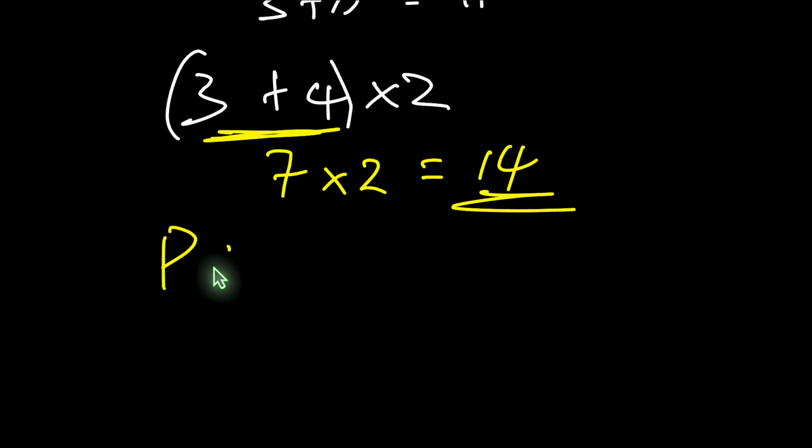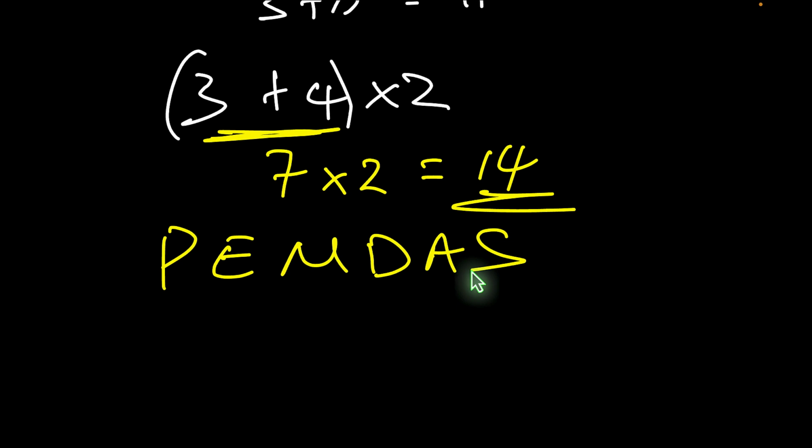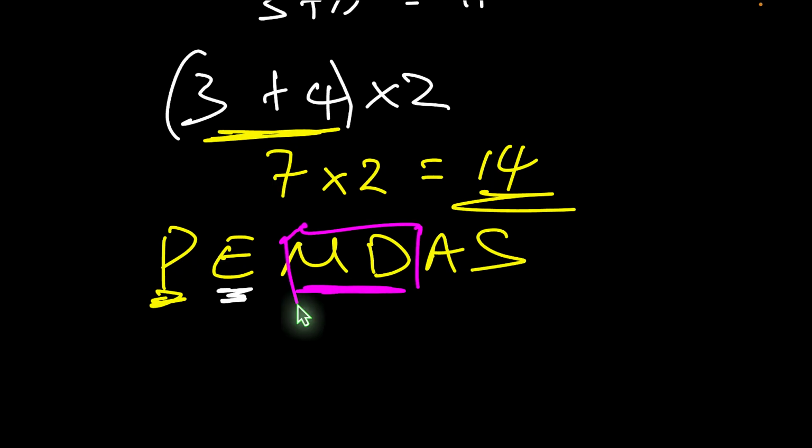And this is a very good acronym that you can use. So you go in order of the parentheses or the bracket, then our exponent, then we can do multiplication or division, these two, and we can do addition or subtraction.